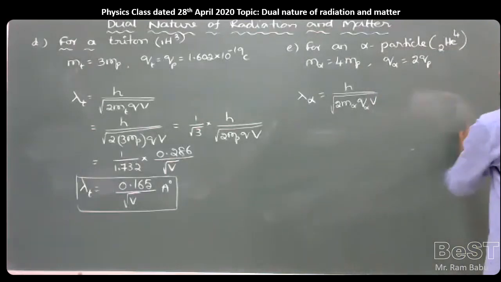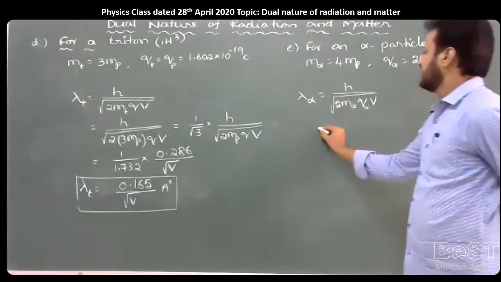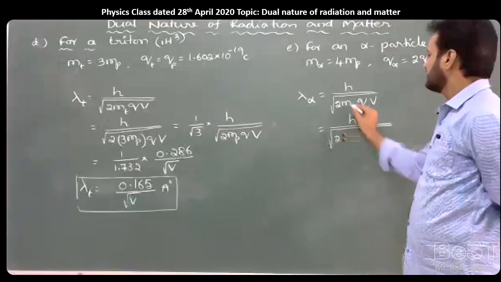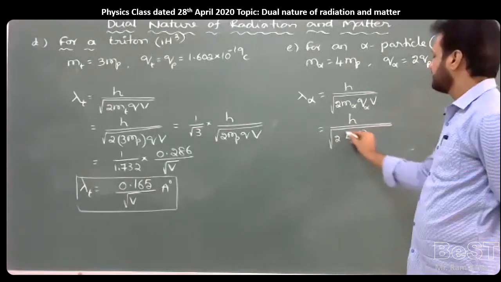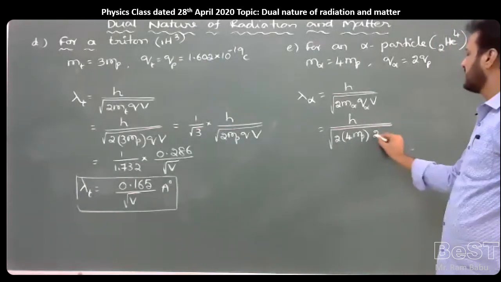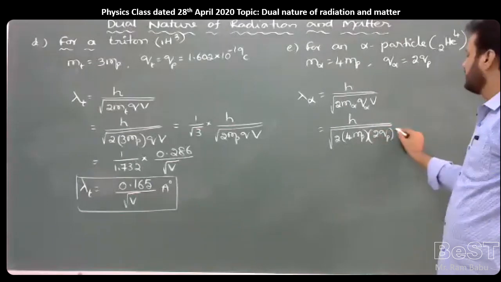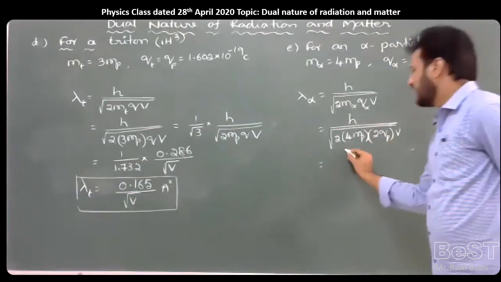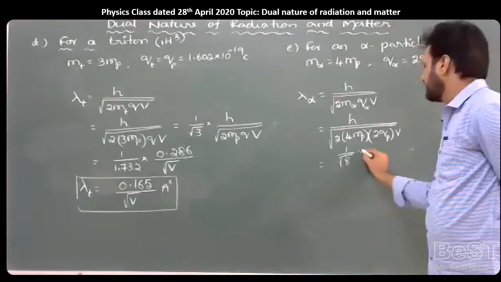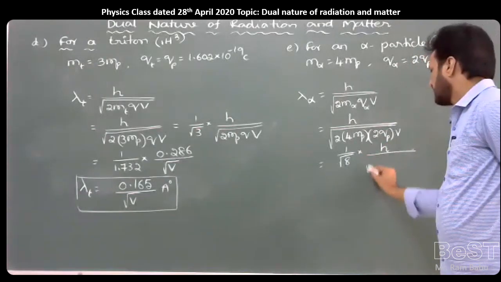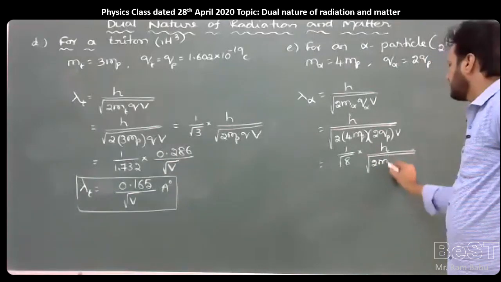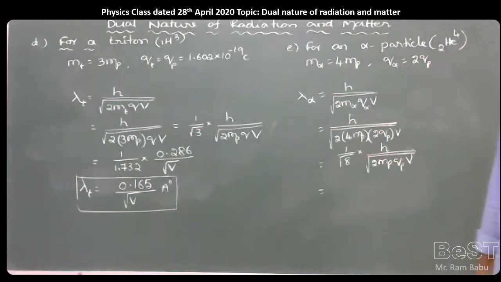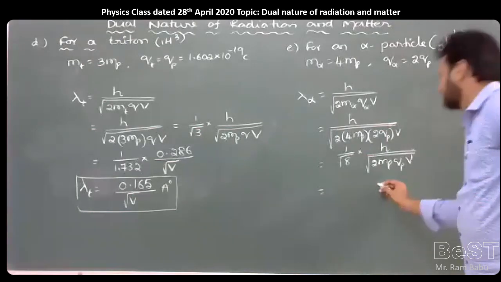And for the mass of the alpha particle we substitute 4 times the mass of the proton, so that is equal to h by square root of 2 into 4 times the mass of the proton into 2 times the charge of the proton into V. That is equal to 1 by root 8 into the remaining value, h by root of 2 into the mass of the proton into the charge of the proton into V.